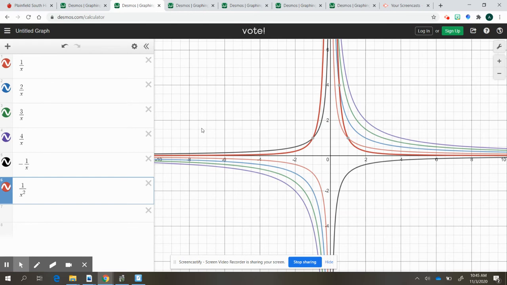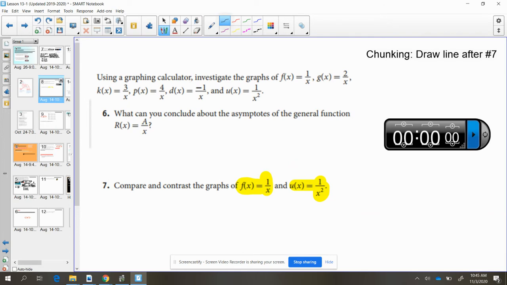We're noticing in all of these graphs, there appears to be a vertical asymptote at x equals 0 and a horizontal asymptote at y equals 0. So we keep seeing that that's consistent for both of these in number 6. Vertical asymptote, x equals 0, horizontal asymptote, y equals 0.